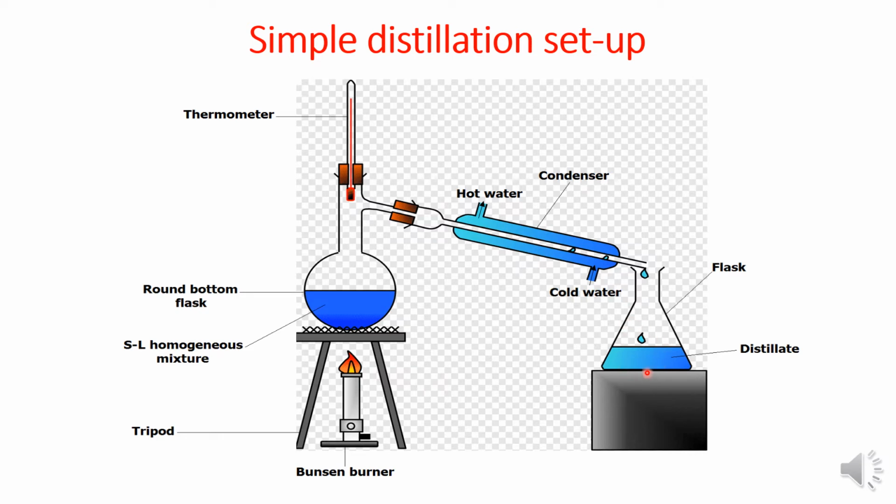The obtained liquid in the flask is a pure substance. It is also called a distillate, and the solid that remains in the round bottom flask is called the solute. In this way, using simple distillation, we can separate the constituents of a solid-liquid homogeneous mixture. The solid remains in the round bottom flask, and the liquid is collected in a flask or a beaker.